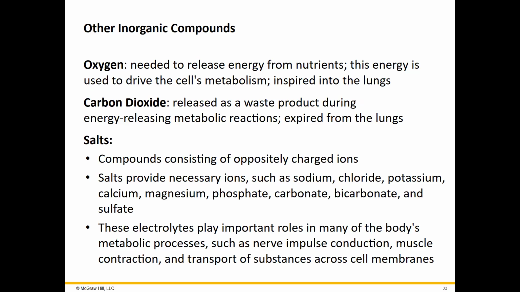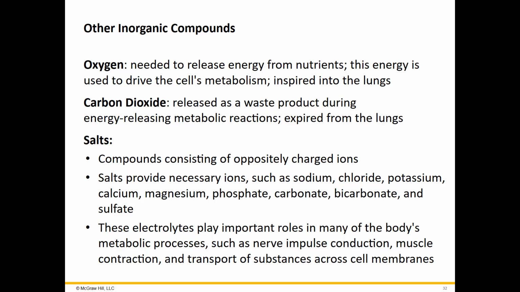Oxygen is another important inorganic compound. It breaks down in the body. All I want you to know is we breathe oxygen. Not a new fact, yeah? We breathe oxygen. Oxygen is needed to release energy from nutrients. Okay, we're not talking about it yet, but when we talk about energy production in the mitochondria, oxygen is what's used to create energy.